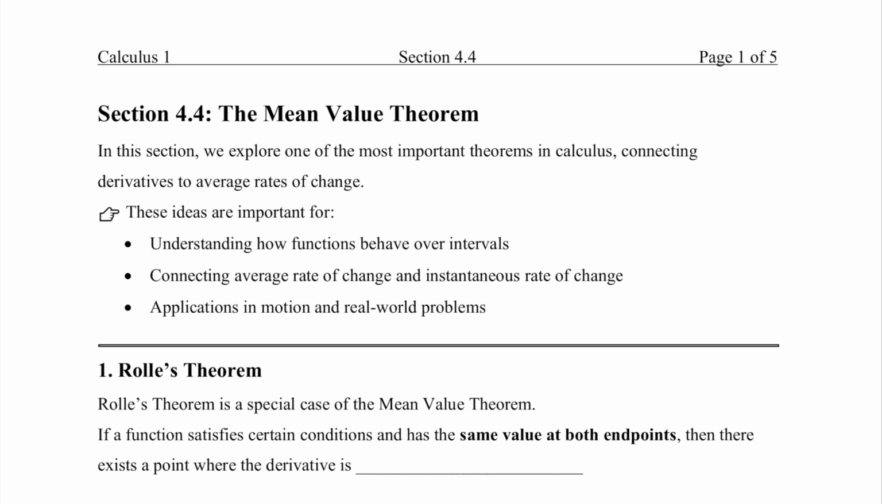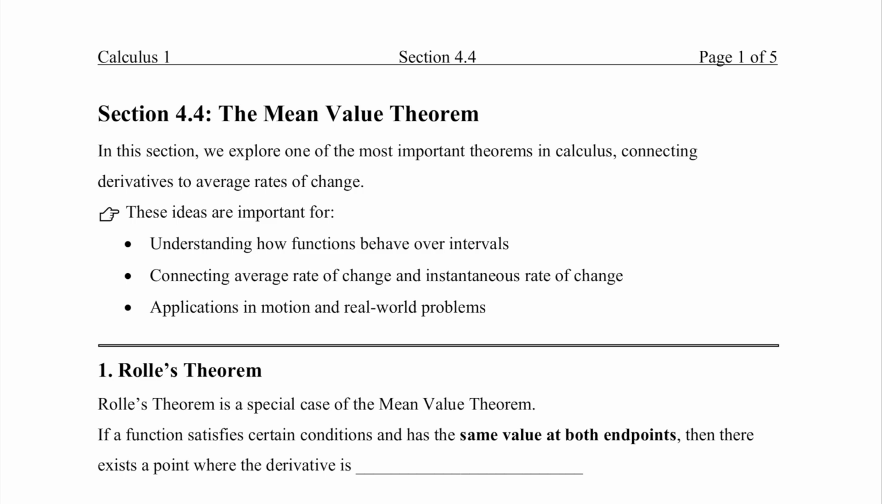Hi everyone. Today we are starting section 4.4, the mean value theorem. This is one of the most important ideas in calculus because it connects two big ideas, the average rate of change and the instantaneous rate of change, which is the derivative. In simpler terms, it helps us understand how a function behaves over an interval and how slopes relate to each other.